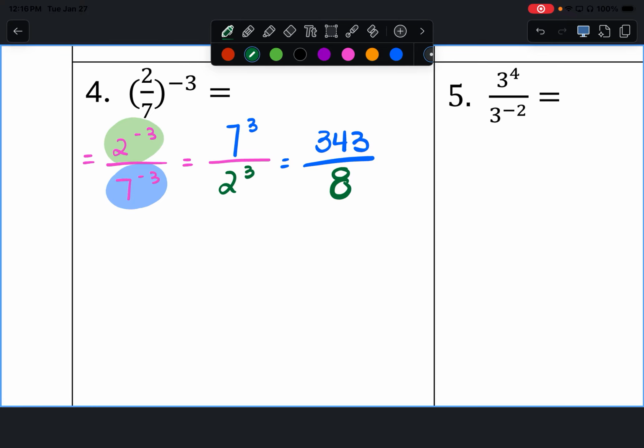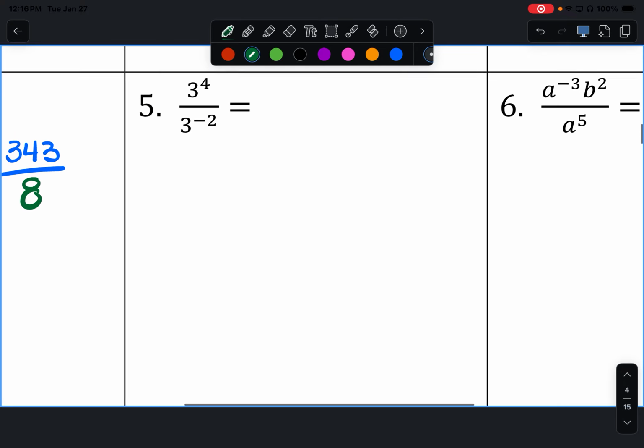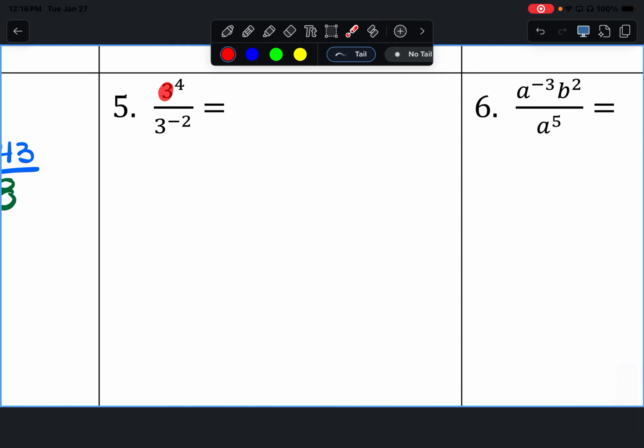Okay. Number 5 is very similar to number 3. So we have to subtract those exponents there because we have the same base. What happens when you subtract a negative number? It becomes positive. So what is 4 minus -2? So we have 3 to the 6th. Or what is 3 to the 6th?